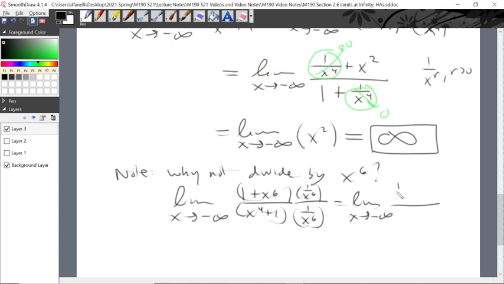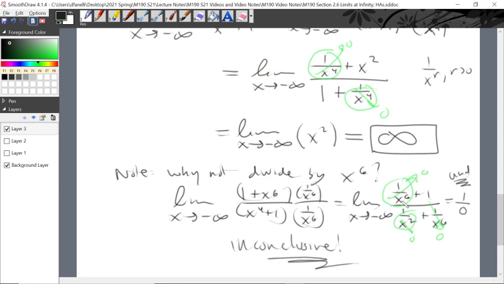We're going to get the limit as x goes to negative infinity, and now we're going to have 1 over x to the 6th plus 1 on top. But on the bottom, notice what we're going to have is 1 over x squared plus 1 over x to the 6th. And now, if we run each of these limits, we get 0, 0, and 0. And what's the problem with this? This is equal to 1 over 0, and that's undefined. And undefined does not mean it goes to infinity necessarily. So in other words, we don't have a result from this. This is inconclusive.